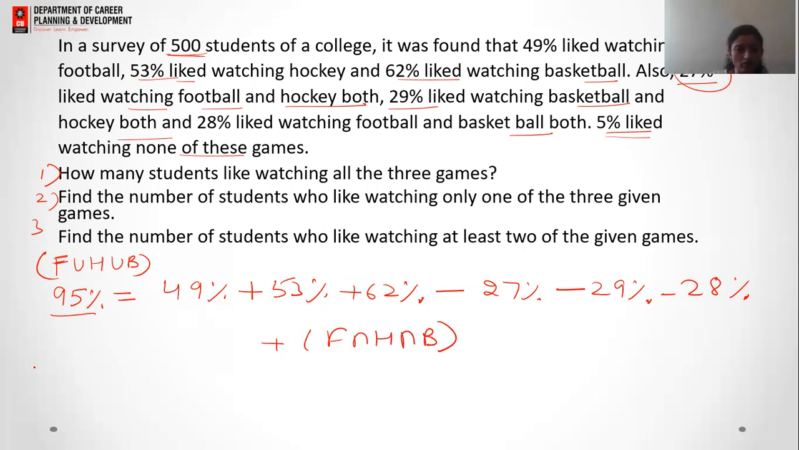So now we have to find out the intersection. You need to calculate all these. When we calculate it, we will get 15%. It means 15% of students like all the three games. So how many students like watching all the three games? 15%.